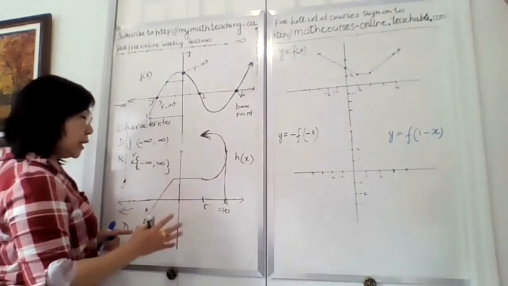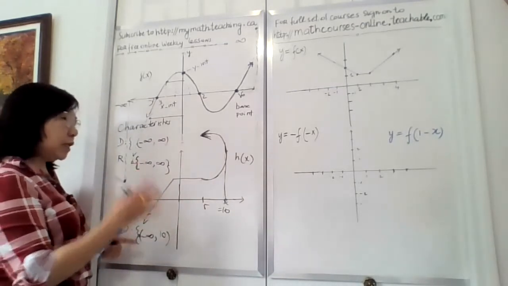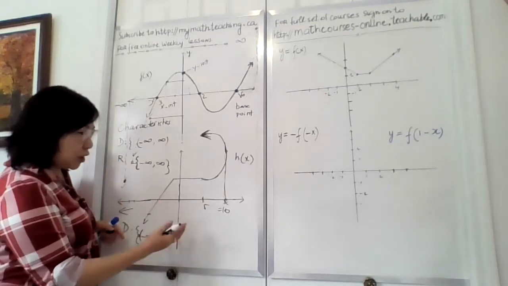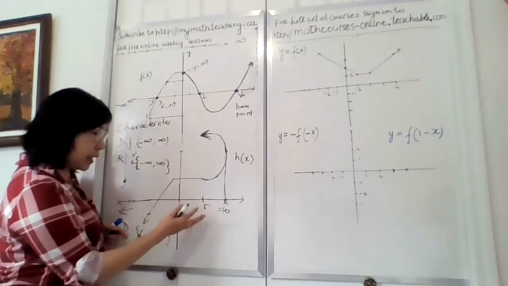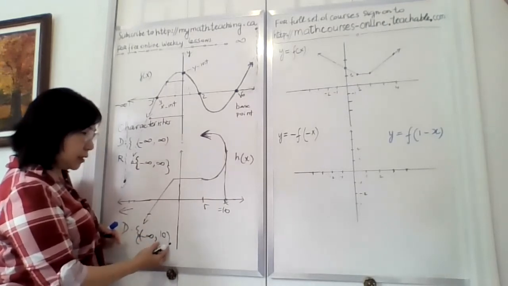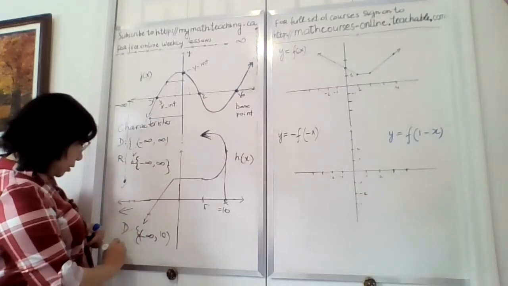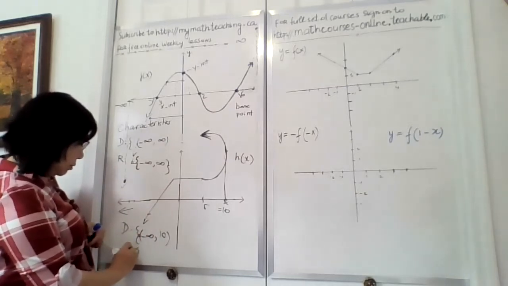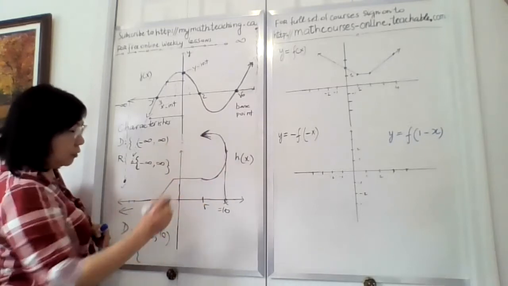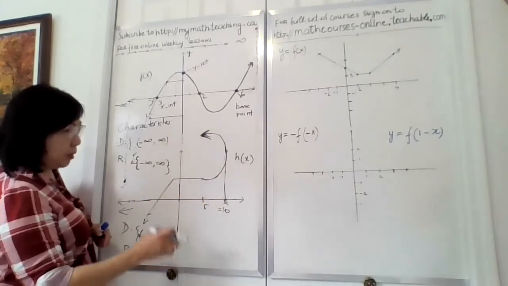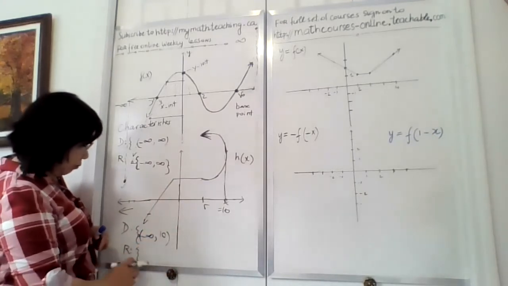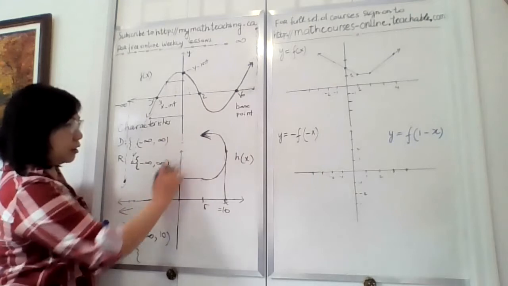But let's analyze this graph. So if the question asks you, what is the domain of this graph? This is your answer: from negative infinity to 10 for x, right? What about the range? What about the range of this weird graph? We're not talking about a function because we haven't identified whether it's a function or not. What about the range of this graph?